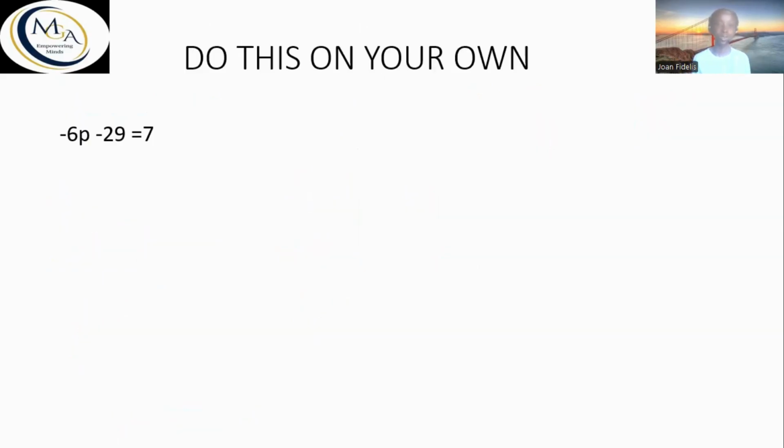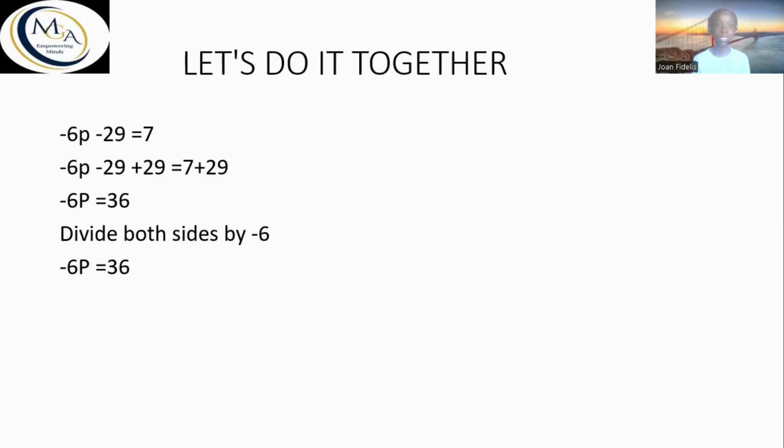Okay, so you're going to do this on your own. Minus 6p minus 29 is equal to 7. So take note of the number that is standing with our unknown, which is p, and then try to take that to the other side and then solve the equation. I'm going to give you a little time to solve that, and then we'll do it together, see if you're correct.